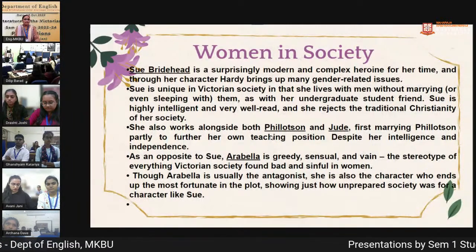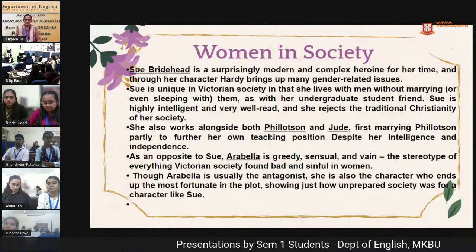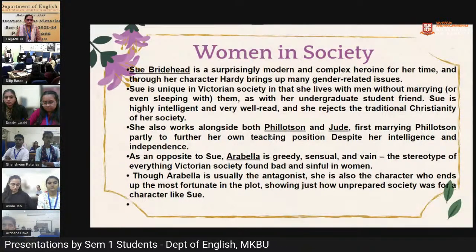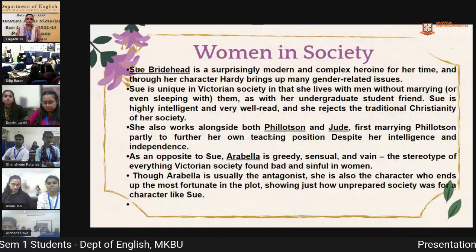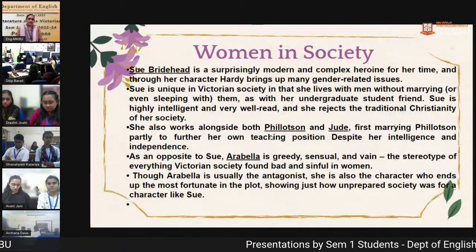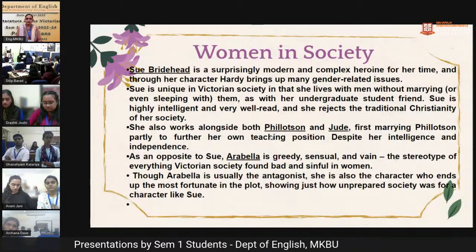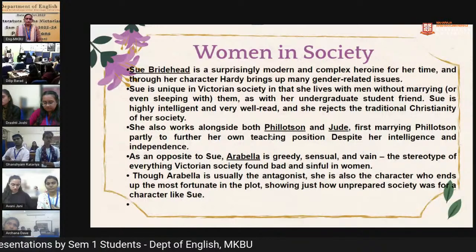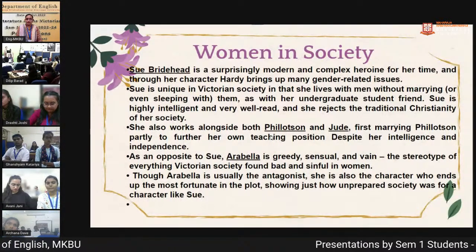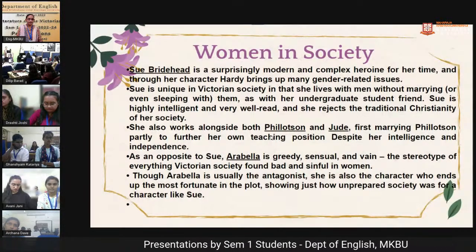Arabella is greedy, sensual and vain, the stereotype of everything Victorian society found bad and sinful in women. However, though Arabella is usually the antagonist, she is also the character who ends up the most fortunate in the plot, showing just how unprepared society was for a character like Sue.